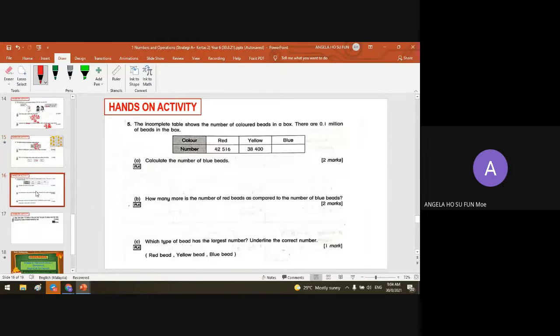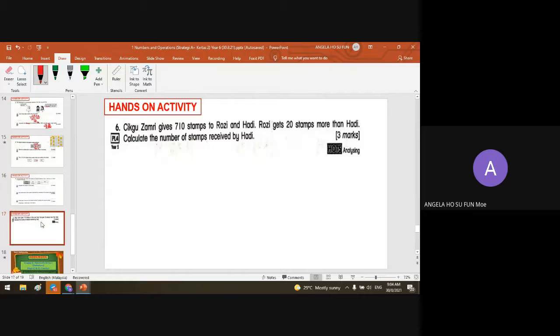Actually, there are still 2 more questions here, which we cannot manage to finish. But never mind. Maybe we can continue this next lesson if we have time. If not, just forget about it, because this is only a hands-on activity, warming up only, right?